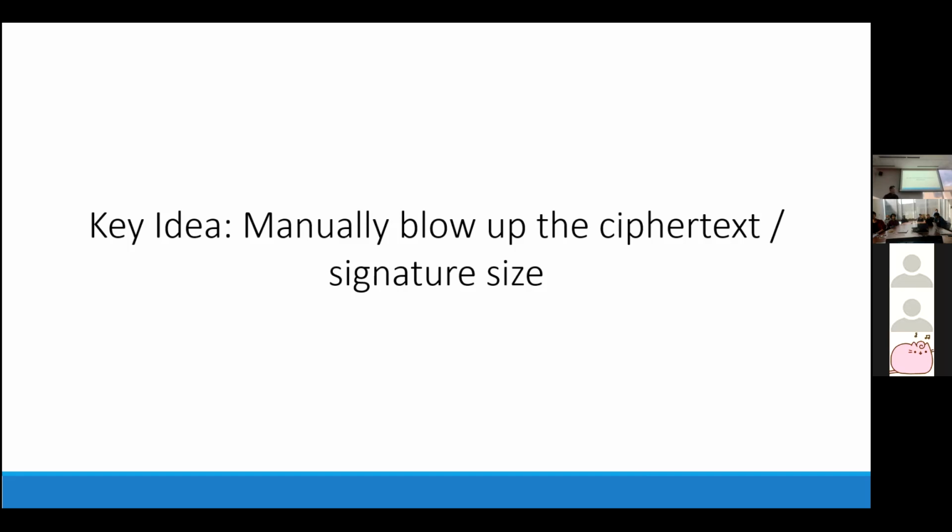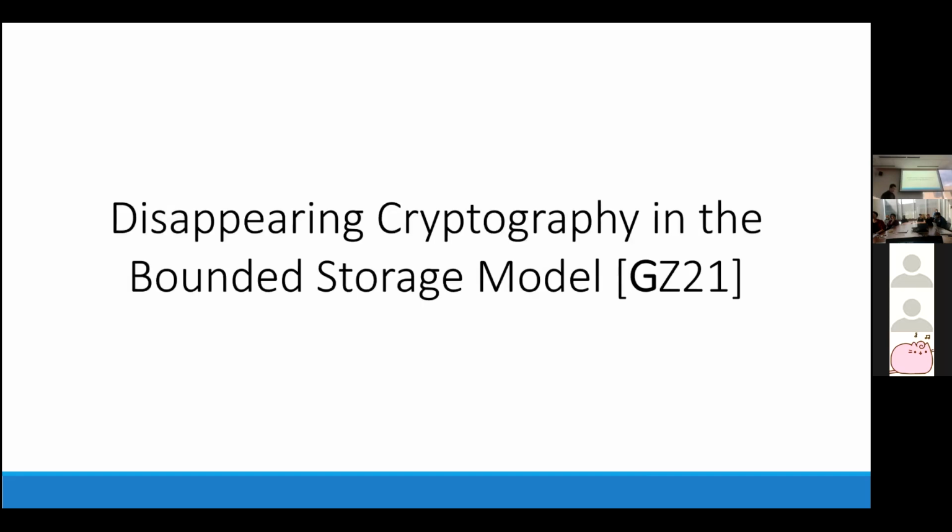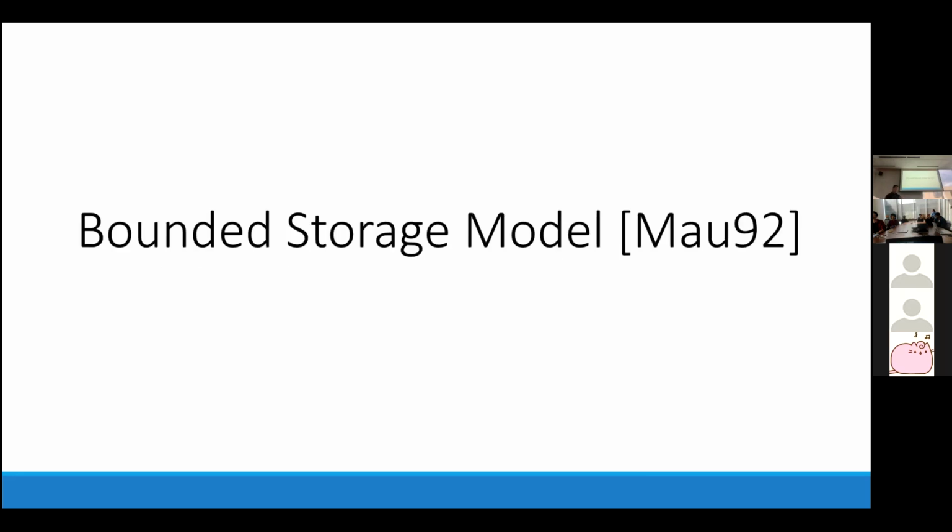Yeah. Okay. So in fact, this idea has been studied in our previous paper, Disappearing Cryptography in the Bounded Storage Model. This work is set in the bounded storage model, which was first put forward by Maurer in 1992, which allows us to restrict the adversary's ability to store the ciphertext.